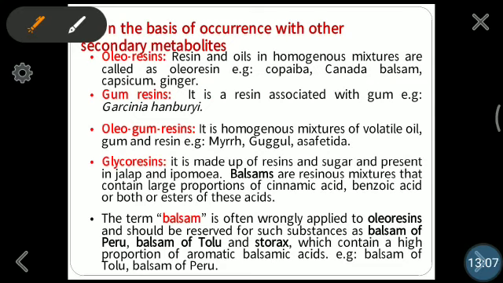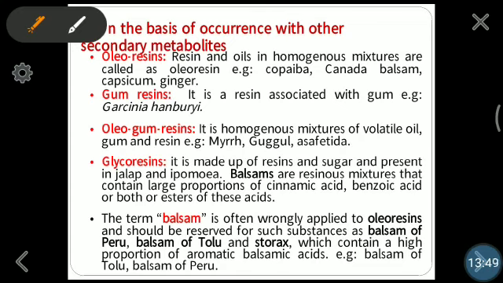Second is gum resin. It is again a resin associated with gum. That is a combination of resin plus gum. That is gum resins. For example, Garcinia hanburyi is the example. Third is oleogum resins. It is a homogeneous mixture of volatile oil, gum and resin. That is a combination of oil, gum and resin. Examples are like myrrh, guggul.